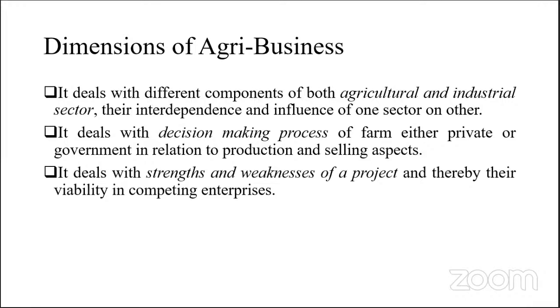Next, moving on to the next point: strengths and weaknesses of a project and thereby their viability in competing enterprises. By means of financial management, like financial aspects and issues, we can say whether a project is viable or not. In yesterday's class also we have seen the 3 R's: returns, repayment and risk. These returns can be calculated by means of discounting as well as undiscounted techniques. For that, some products and some curriculum will be required. So it is clearly stating that the strengths and weaknesses of a project are clearly known by means of agribusiness.